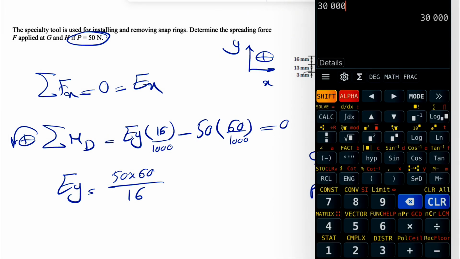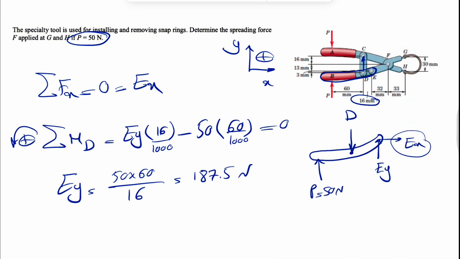So this will be basically 3000 divided by 16, which is going to be 187.5 newtons. We did not get any negative sign. That shows that Ey is actually upward, so that was a correct guess for Ey. And obviously D has to be downward in order to cancel out these two if we do our sum of Fy, but we really don't need to find D.